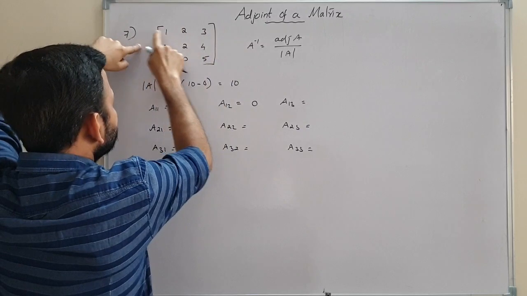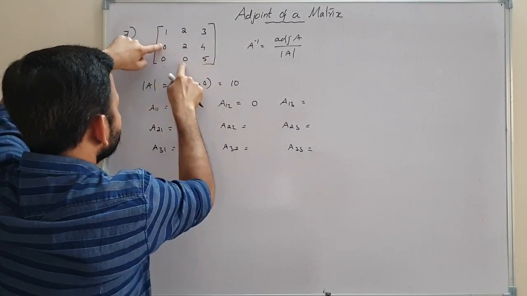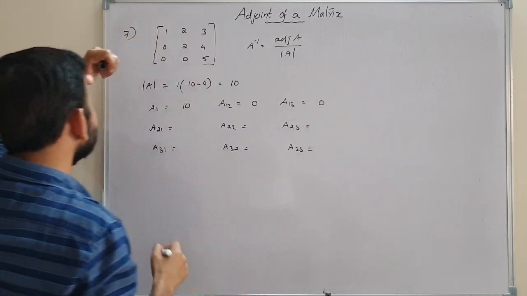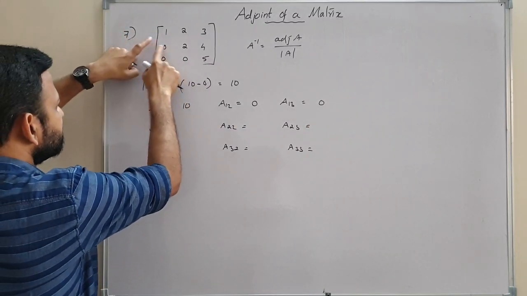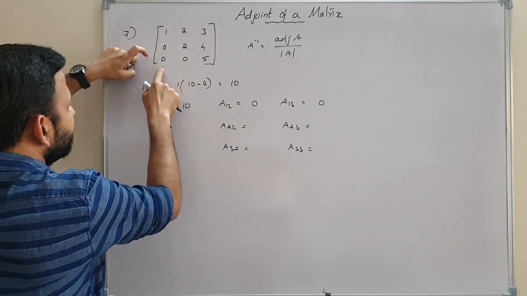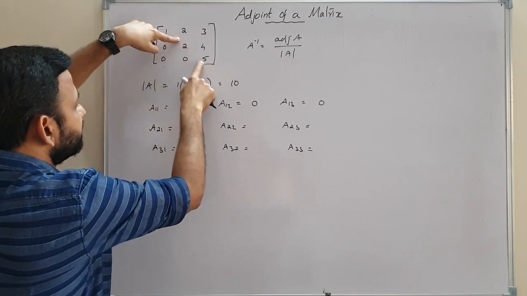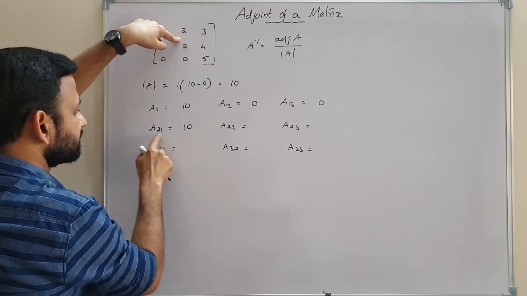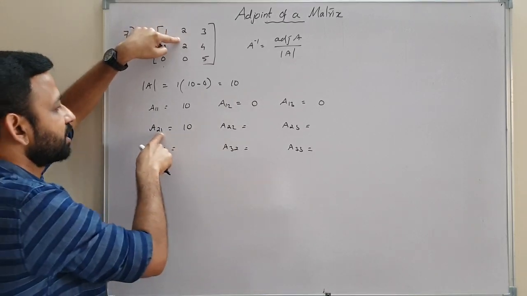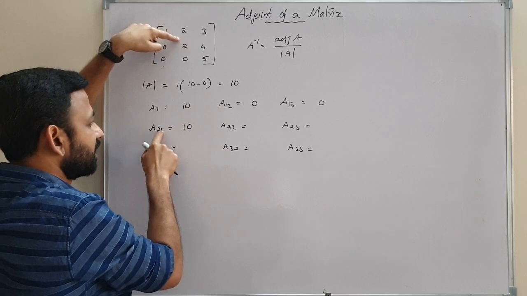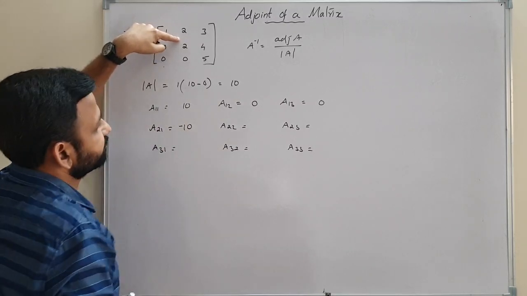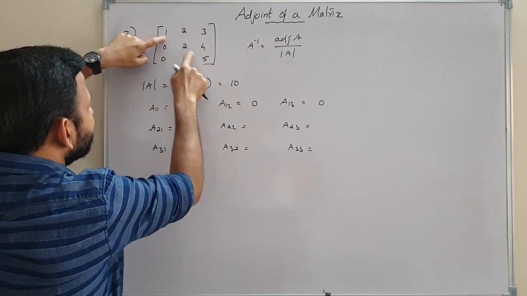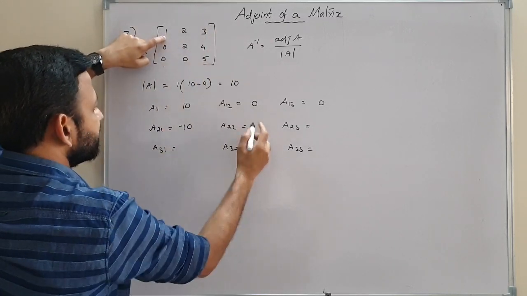This is that element, deleting, deleting. 0 into 0 minus 0 into 2, that is 0 again. Then A21. This is that element, deleting, deleting. So 2 into 5, 10, minus 0 into 3, that is 10, and here sign 2 plus 1, 3, 3 is an odd number, so it will be negative. Then A22, deleting, deleting, 1 into 5, 5 minus 0, that is 5.